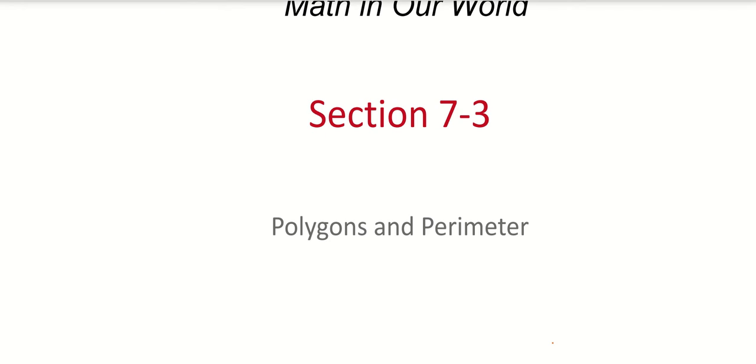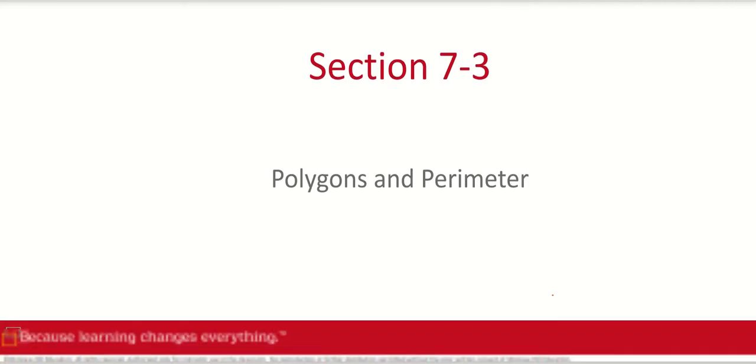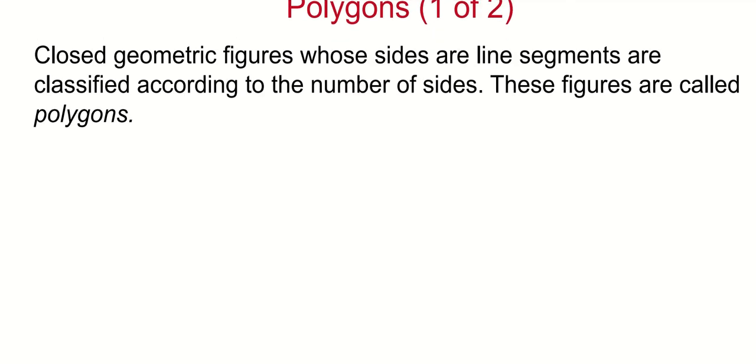In section 7.3, we're going to cover polygons and perimeter. A polygon is a closed geometric figure whose sides are line segments and are classified according to the number of sides. These figures are called polygons.